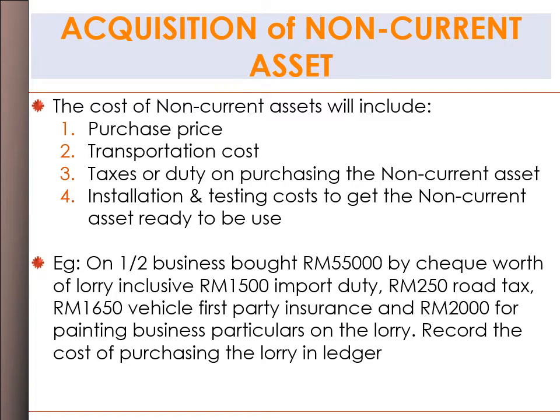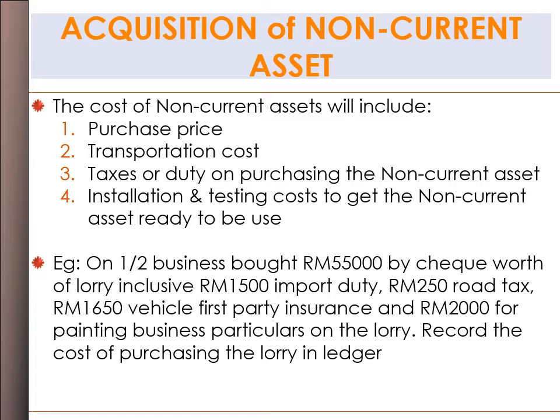For example, on the 1st of February, the business bought, for 55,000 ringgit by cheque, a lorry that is inclusive of 1,500 ringgit import duty, 250 ringgit road tax, 1,650 ringgit first party insurance, and 2,000 ringgit incurred for painting the business details on the lorry.